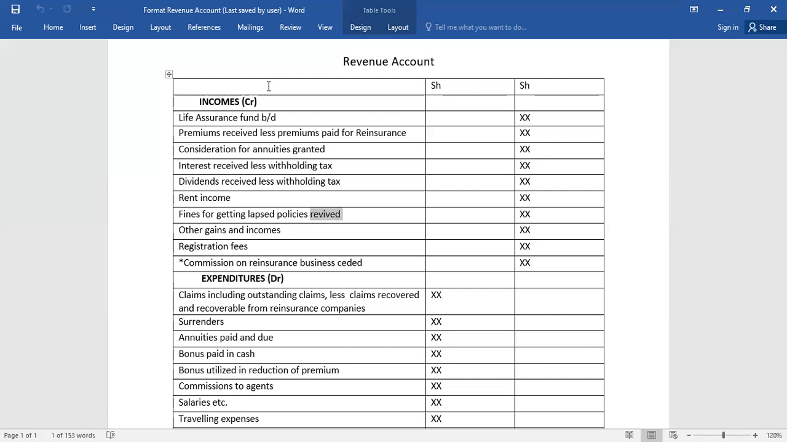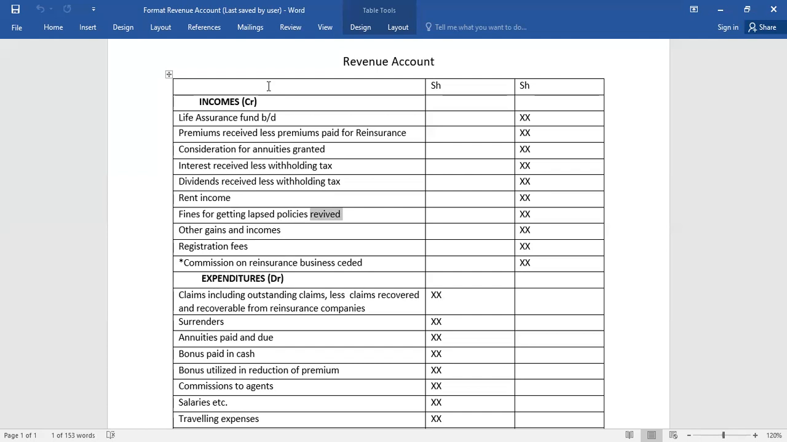Then you have the surrender value. Surrenders, you say that if the insured is unable to complete the term of maturity, or if they are unable to pay until maturity, you may consider refunding them. So that's the surrender value. Then we have annuities paid and due. You say that this is the annual payment that the life insurance company guarantees to pay for a lump sum. So this is what will be received in the beginning.